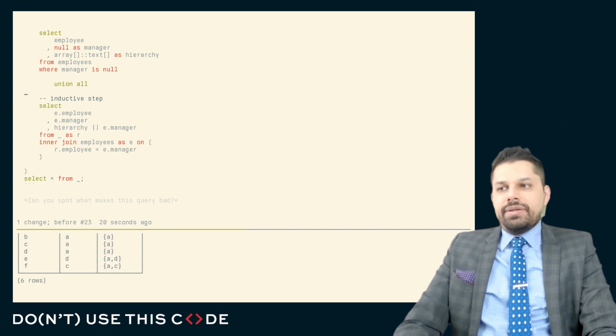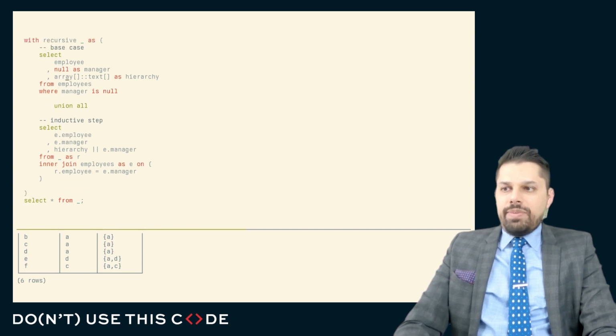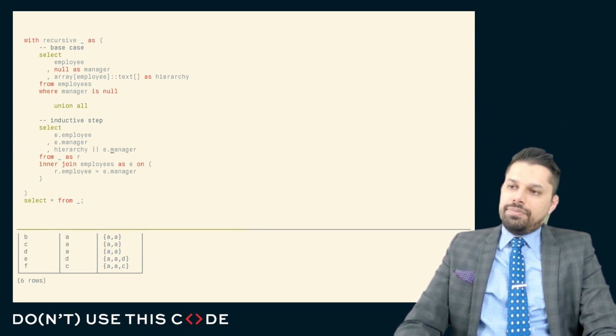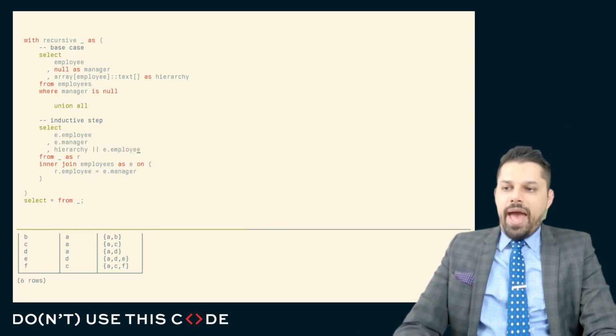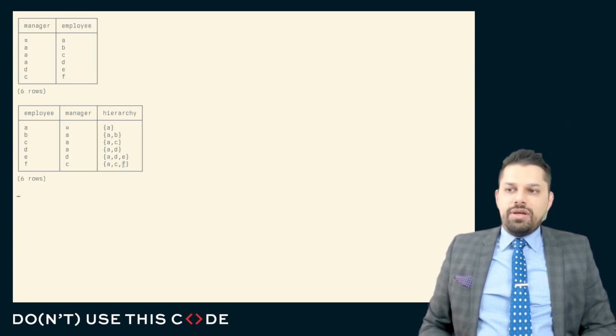And of course, we can do this in a couple of different ways. Maybe another nice way to do this would be to put the employee name there, and then make this the hierarchy with your name. So you get the full path to the person. So F reports to A via C.